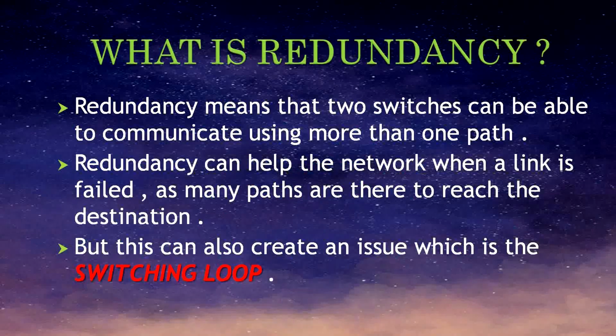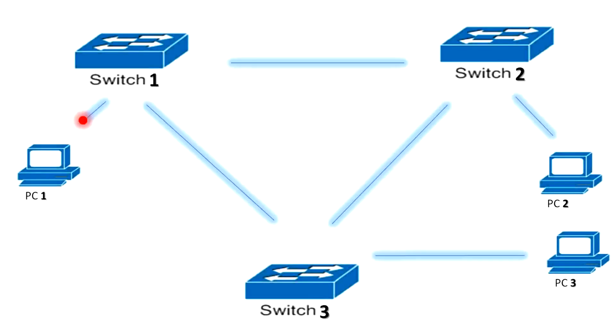So what is redundancy? Redundancy means that two switches can communicate using more than one path. Redundancy can help the network when a link fails, as many paths are there to reach the destination. But this can also create an issue, which is the switching loop. So here we have an example network to explain the switching loop.